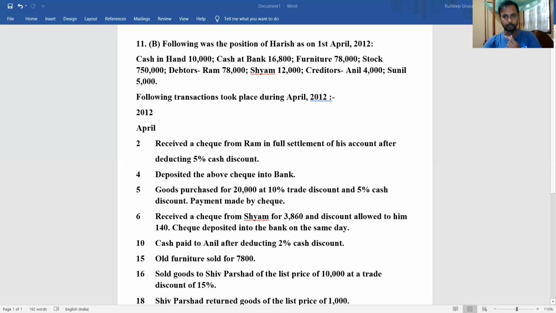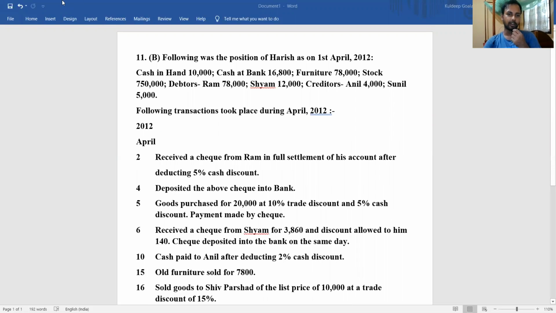Good afternoon, students. Today we are going to take question number 11A and solve it. Okay, we will try to solve this particular sum. What we are going to do is individually do the journal entries of all the transactions, and then we can wind up. You can just record the journal entries and keep in mind that all the workings are done properly. Okay, so let's start.